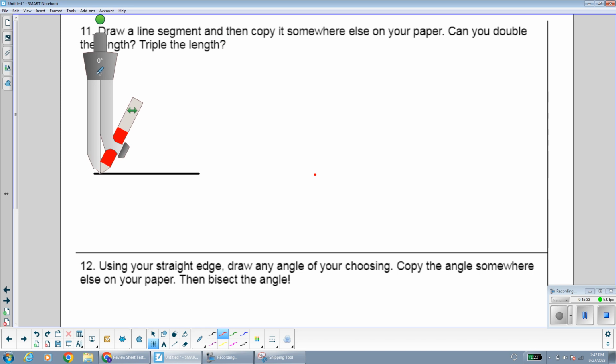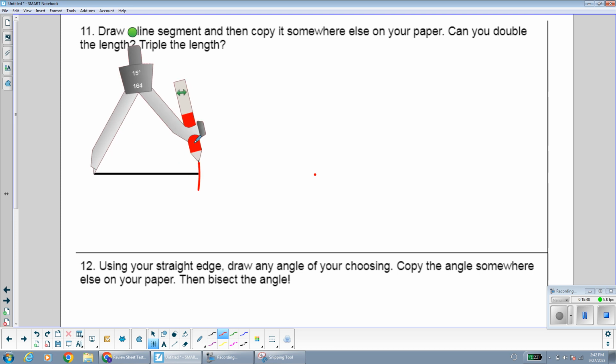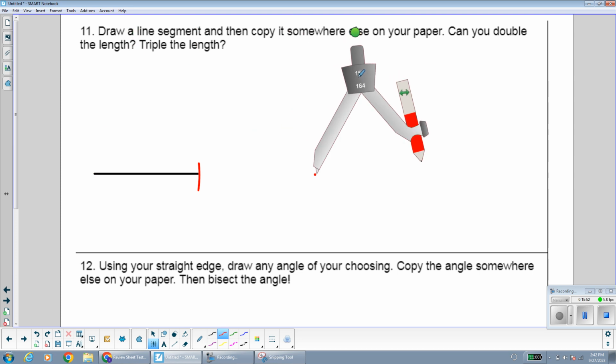So I'm going to put my compass on one of the endpoints. And since I want to measure it, I want to get the measurement of the whole thing. So I'm going to line it up with my distance. And I'm going to just make an arc to show I measured. If you don't make an arc to show that you measured, then nobody who's looking at your test knows that you measured it. And that's important because they have to know that you used a compass in order to do it.